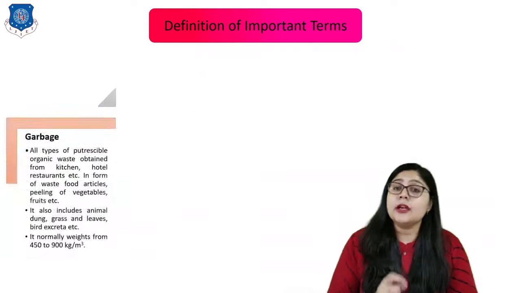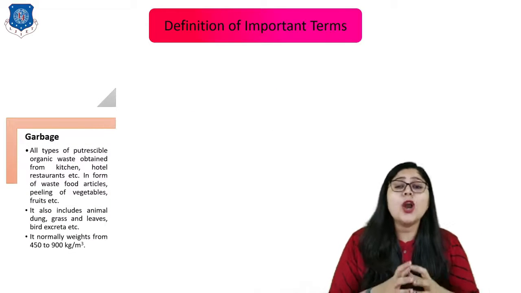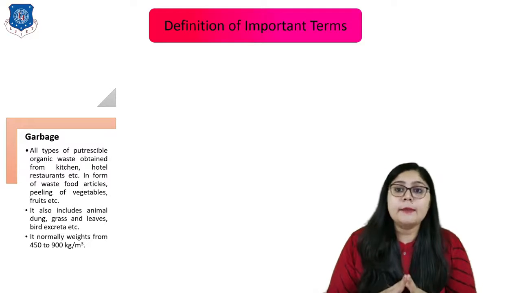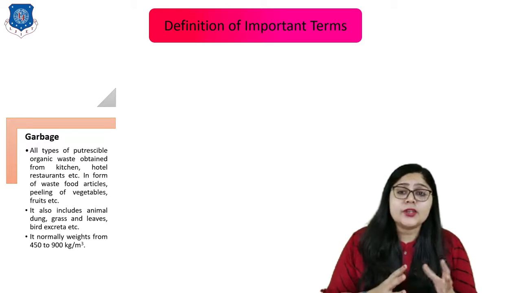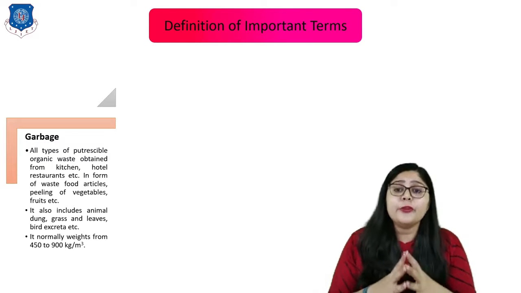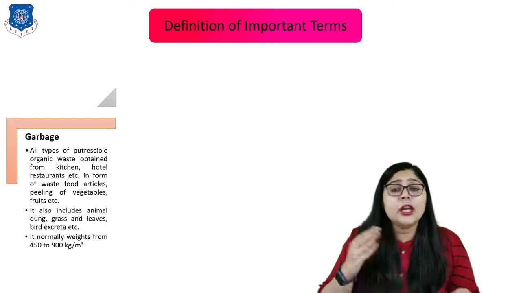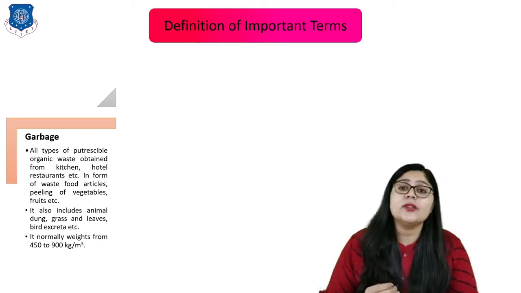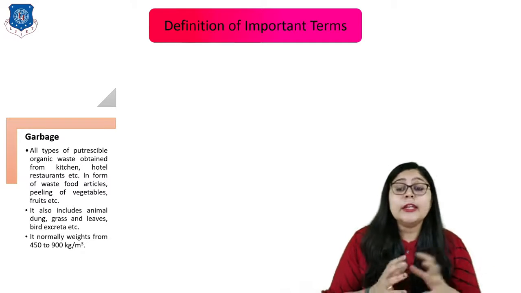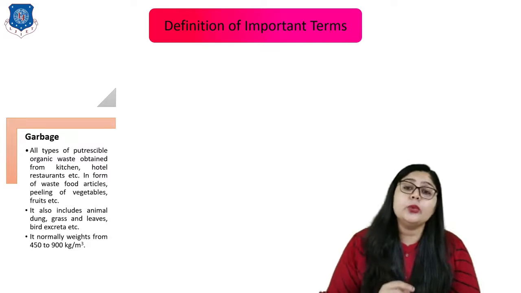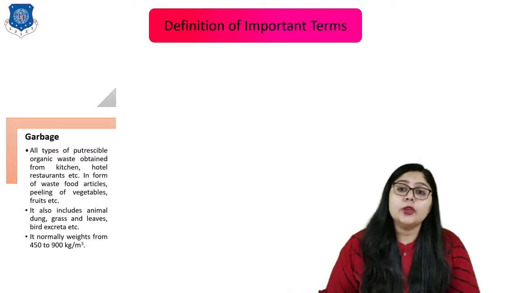Now let us understand the concept of garbage. It means all types of putrescible organic matter or waste obtained from kitchens, hotels, restaurants, etc., in the form of waste food articles, peelings of vegetables, fruits, etc. It also includes animals' dung, grass, leaves and bird excreta. It normally weighs from 450 to 900 kg per cubic meter.